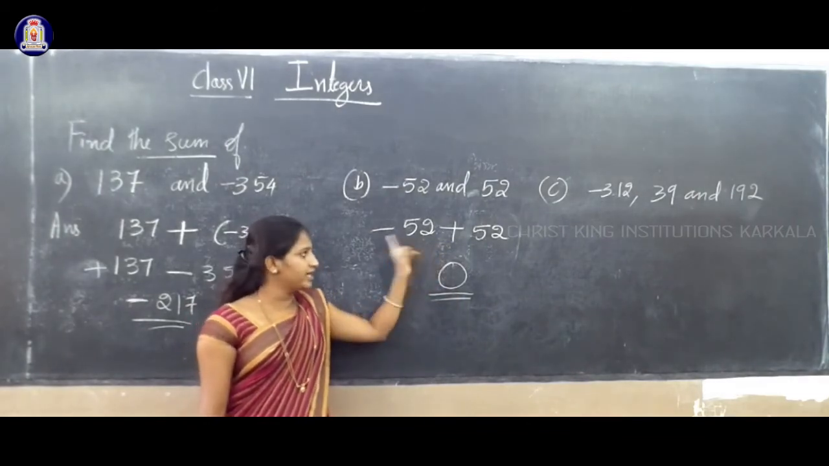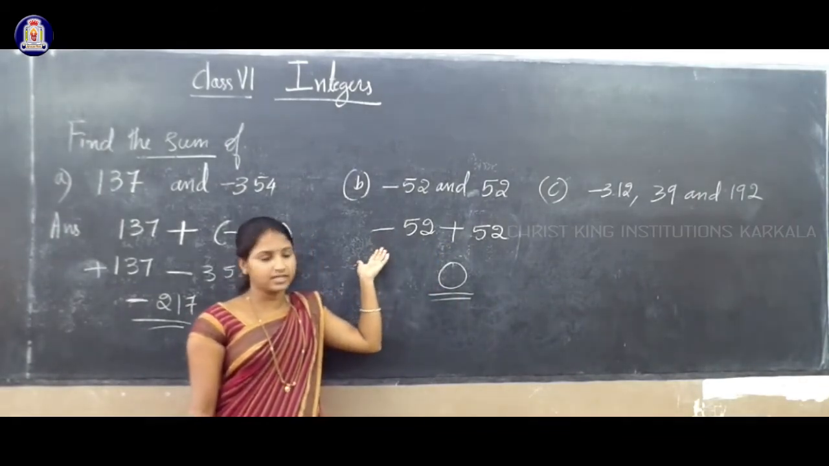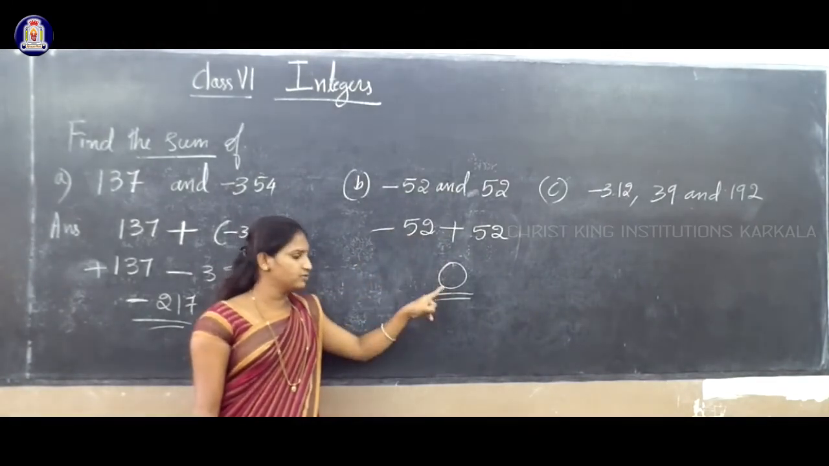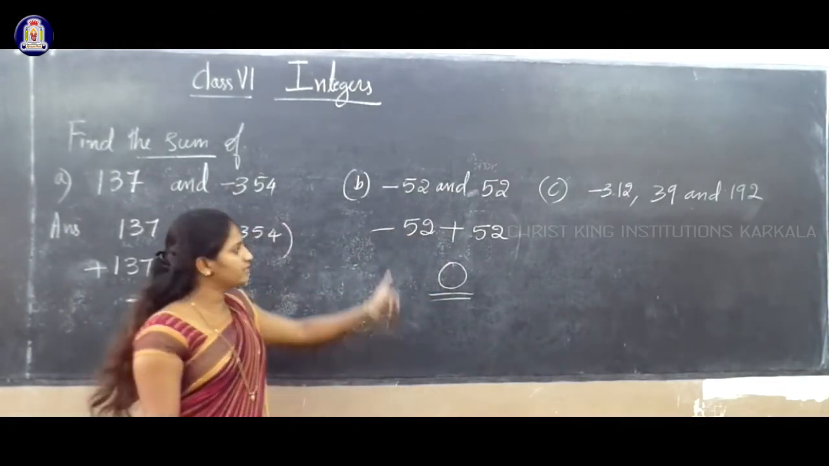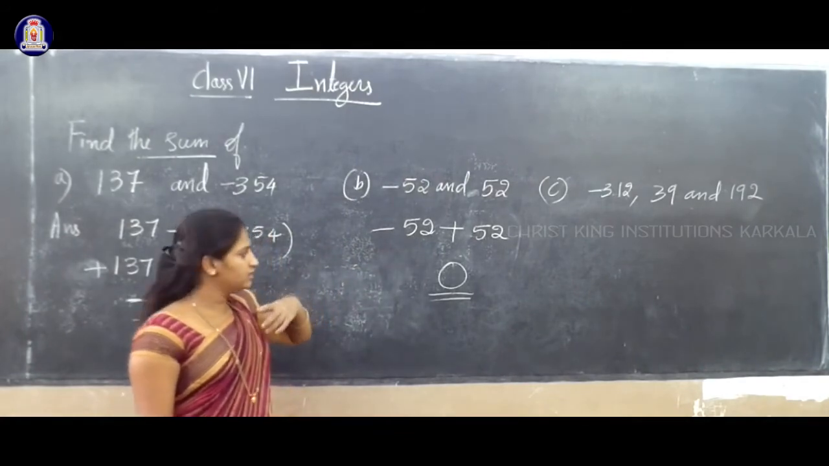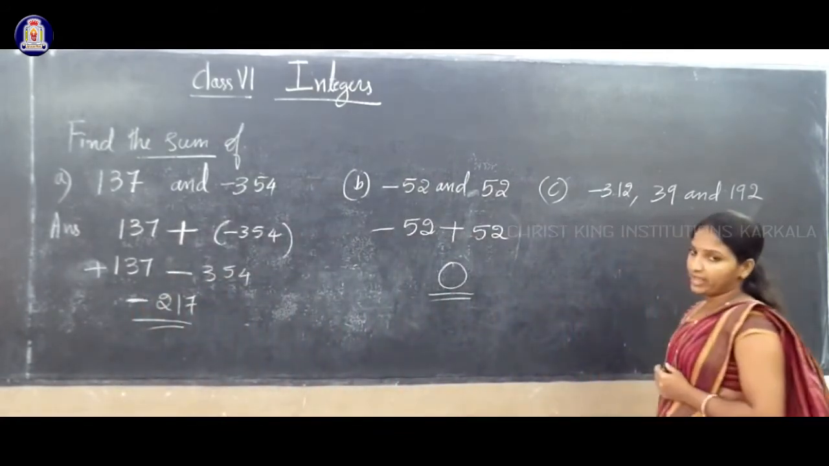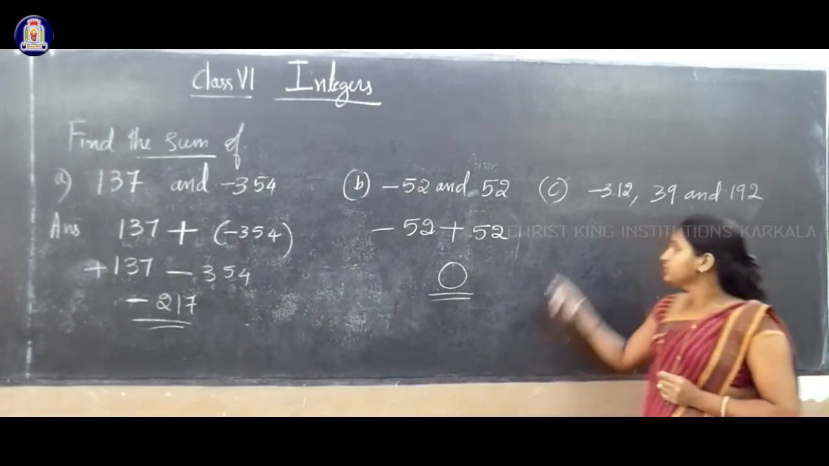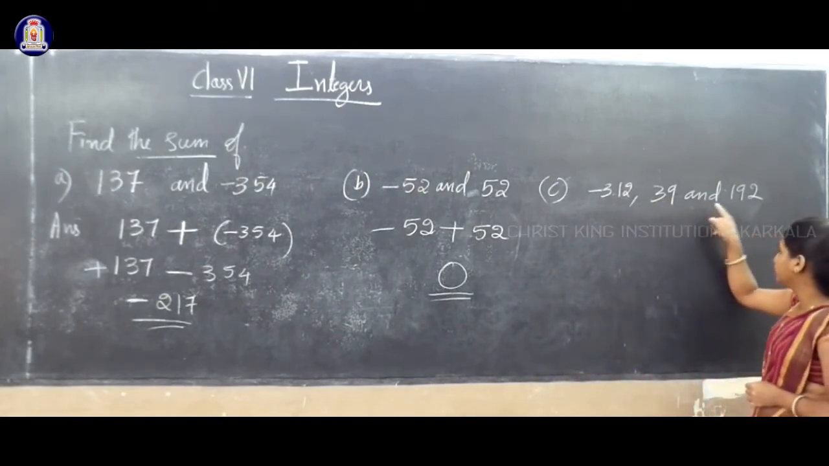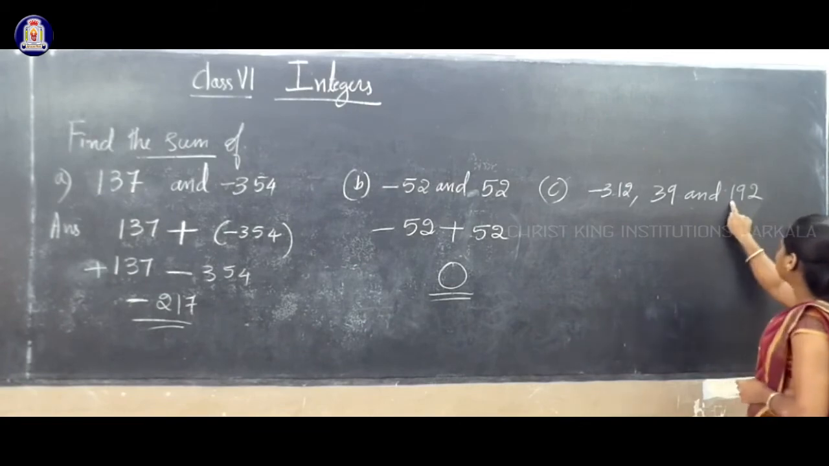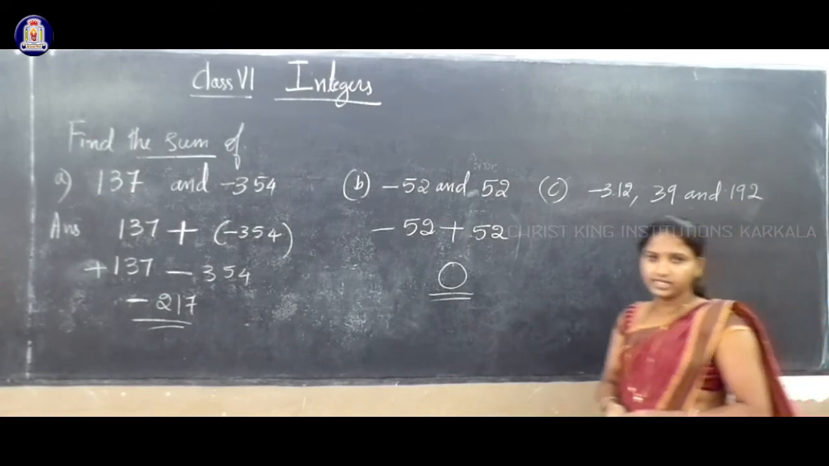So plus minus means subtraction. 52 minus 52, that is 0. So now we cannot say which is greater in this. Clear? So next, the third question: minus 312, plus 39 and one more number, plus 192.